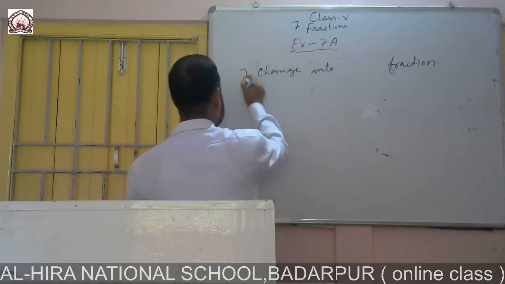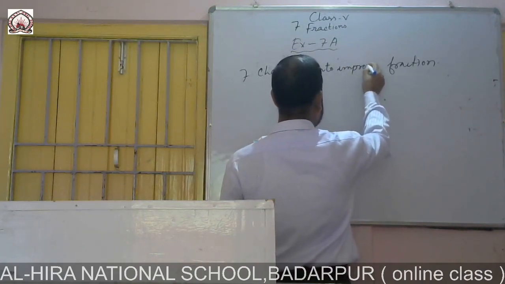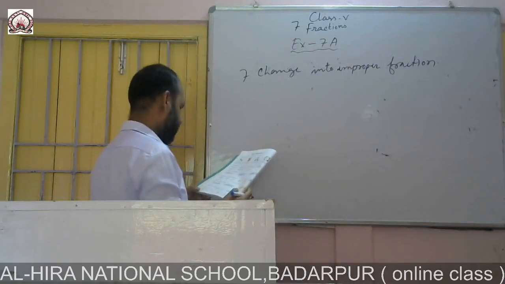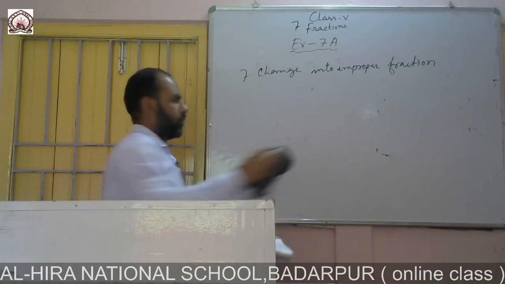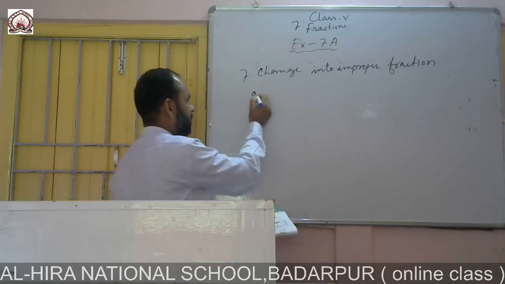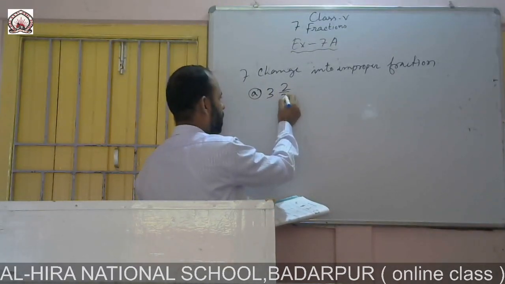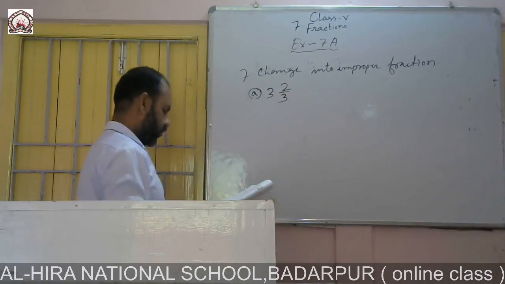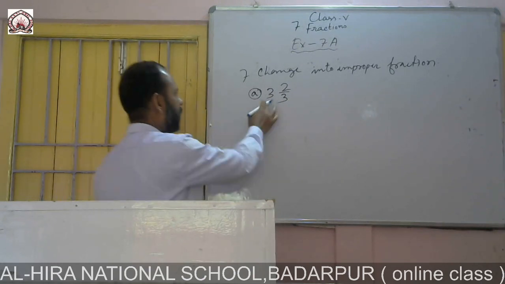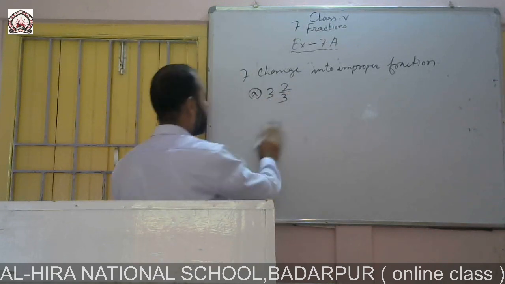Change into improper fraction. From mixed fraction to improper fraction. Question number A. 3 2 by 3. So it is a mixed fraction. 3 is the whole and this one is the fraction. So it is a mixed fraction.